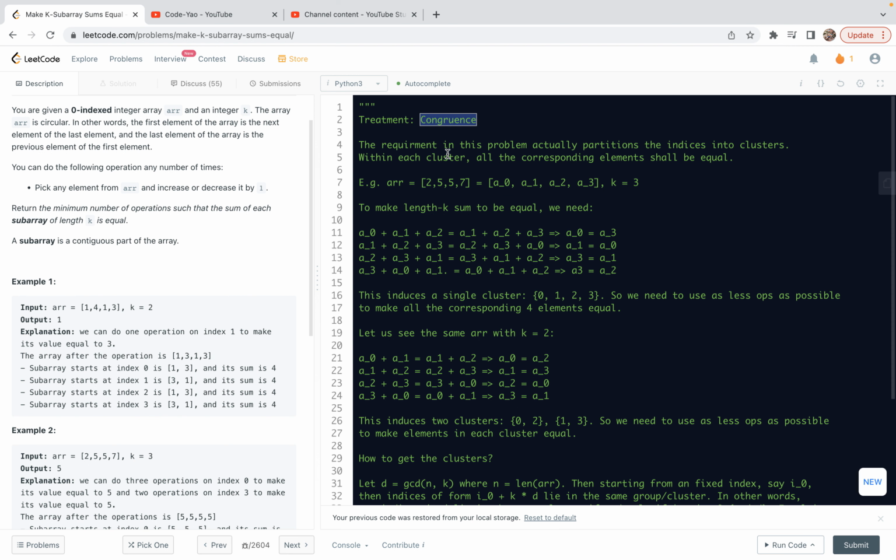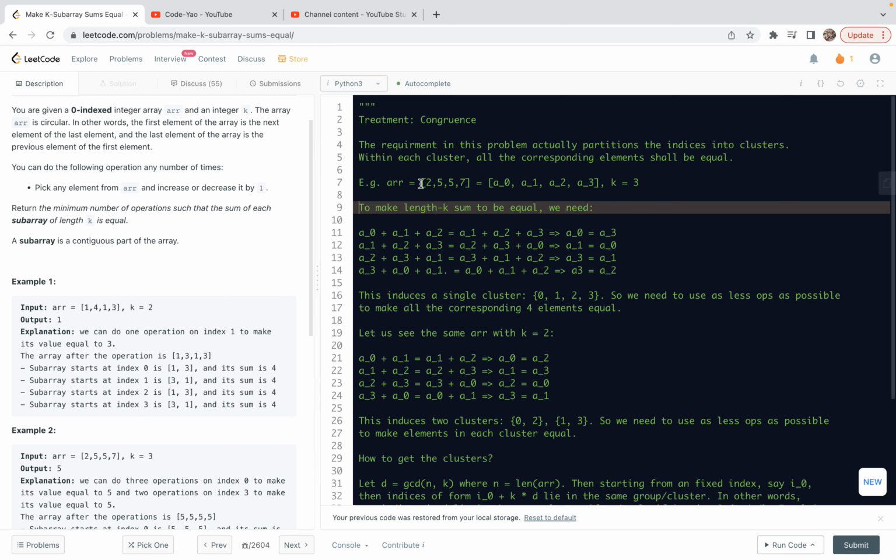The requirement in this problem partitions the indices into clusters, or we can say we partition the corresponding elements. Within each cluster, all the corresponding elements shall be equal. This is our overall guiding principle or strategy. Let's use the first example, and then change k from 2 to 3, to digest this requirement.